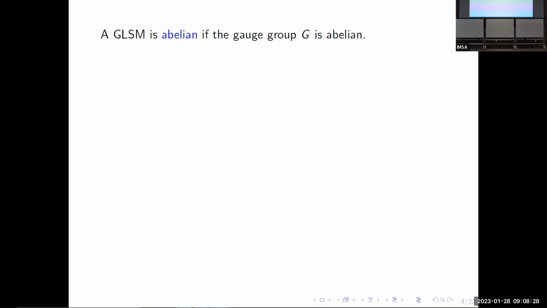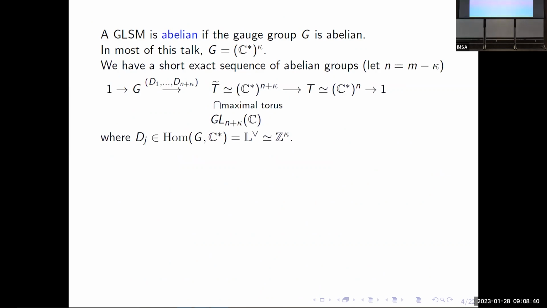We say the gauge linear sigma model is abelian if the gauge group G is abelian. In most of this talk, G is not only abelian, but actually just a torus. In this case, we have a short exact sequence of abelian groups. We may assume by inner automorphism that this G is contained in the diagonal big torus in GL(M plus kappa). And the quotient torus is n-dimensional. Here the weight of the G action is given by m plus kappa characters.